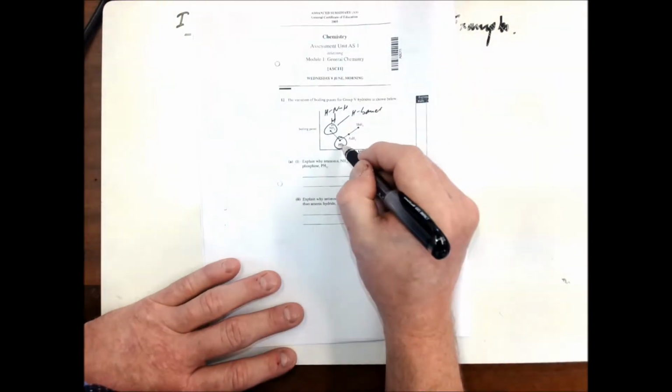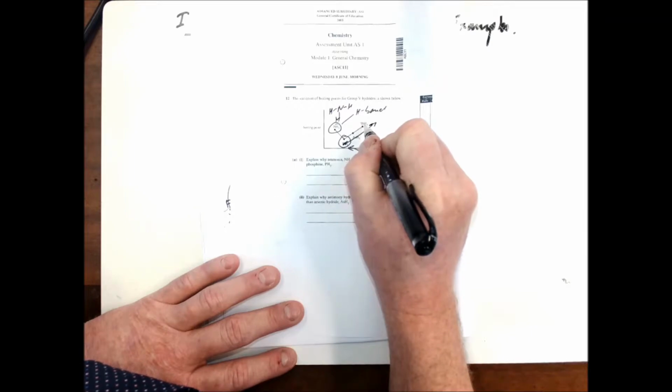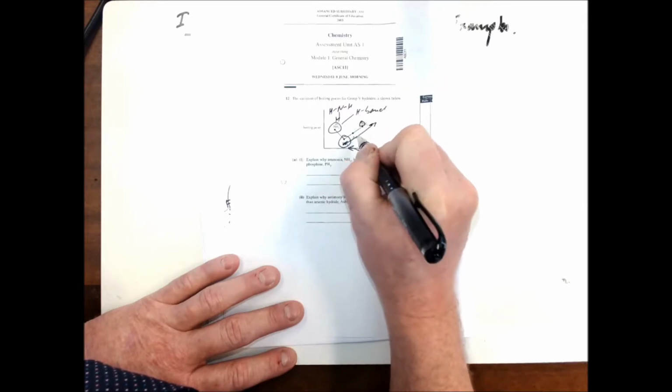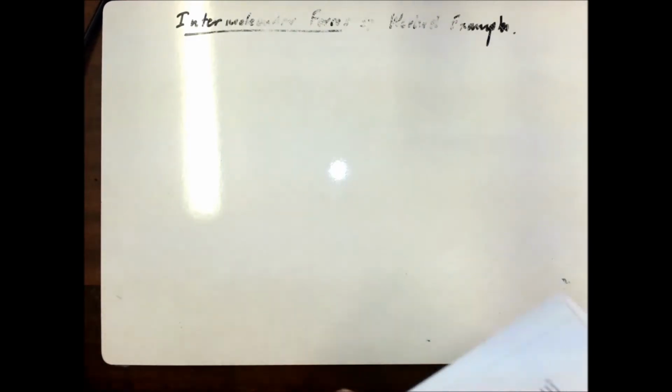The others then are back to the trend that we looked at on the first couple of questions. These are less polar as we go up here, but you increase the number of electrons in the atoms, and that increases the van der Waals forces, therefore.